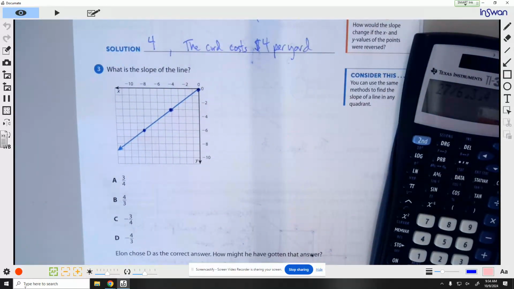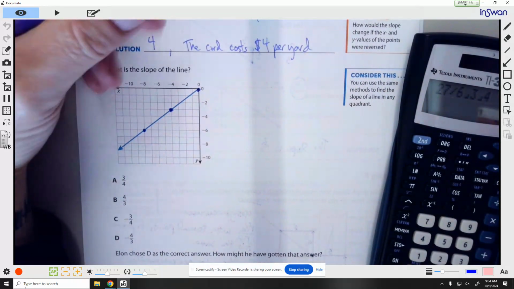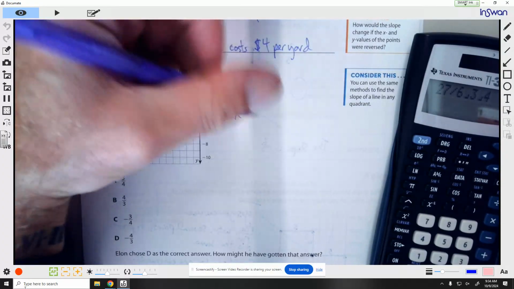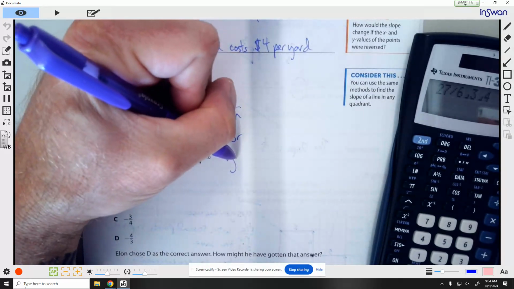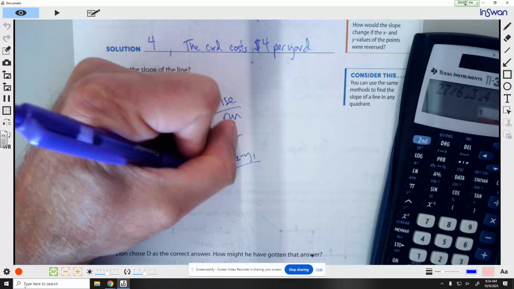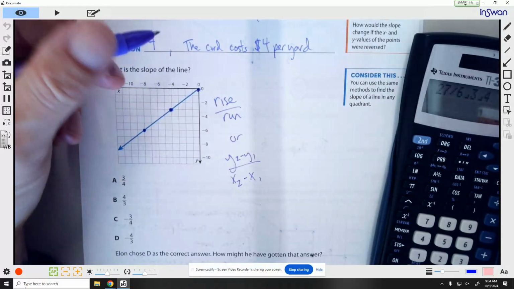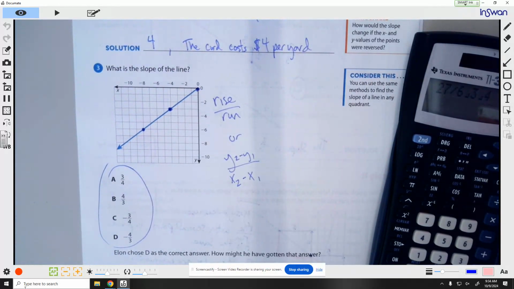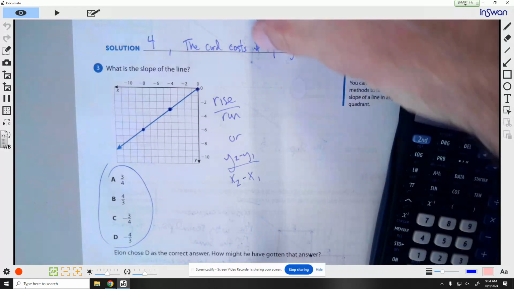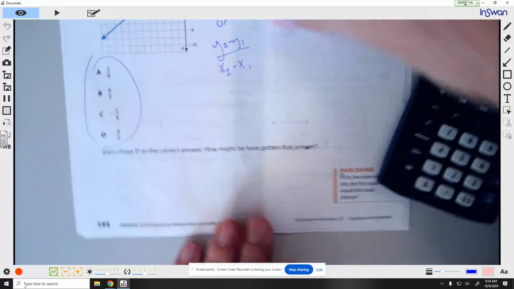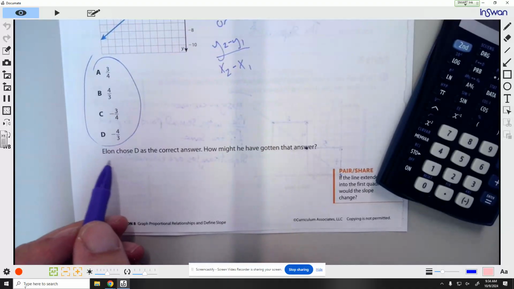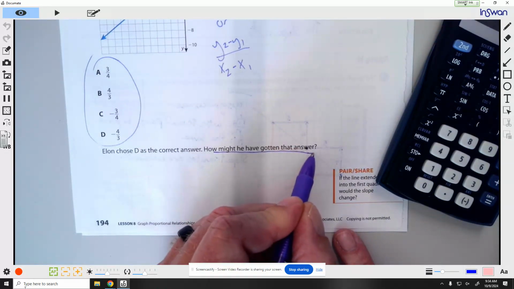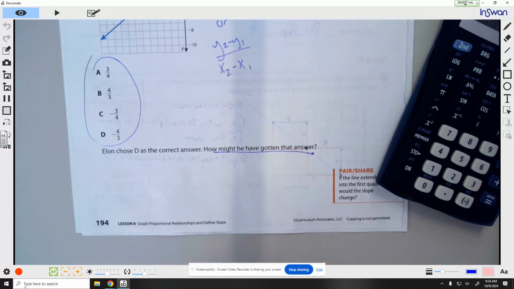Okay, so what I want you to do now is go ahead. You can either look at the graph and figure out rise over run, or do the slope formula, y sub 2 minus y sub 1 over x sub 2 minus x sub 1, and then figure out which one of these is the correct answer. Okay, go ahead and do that now. After you have your answer, down below it says Elon chose D as the correct answer. How might he have gotten that answer? All right, take a second and write your response.